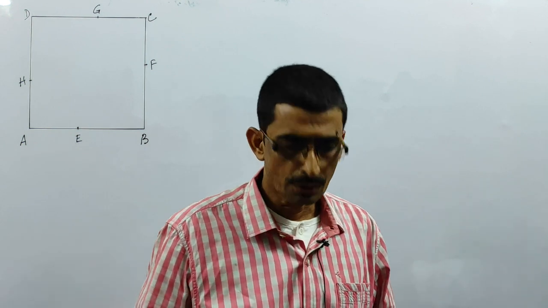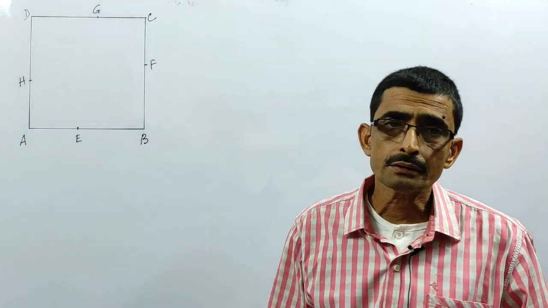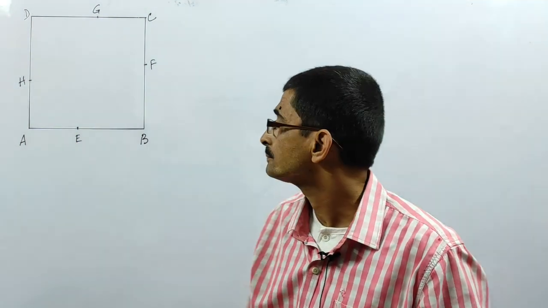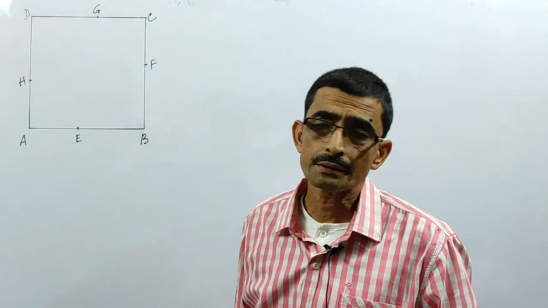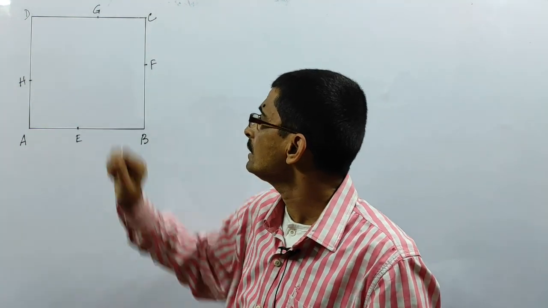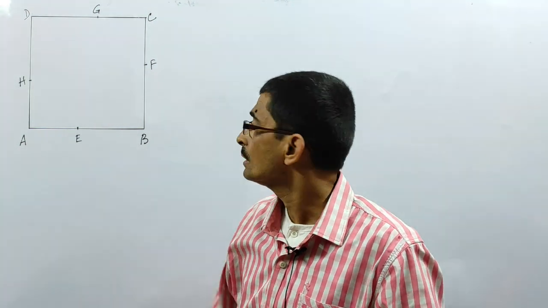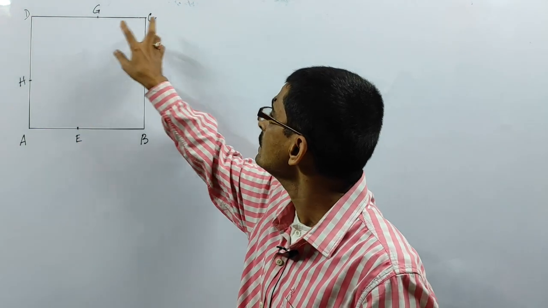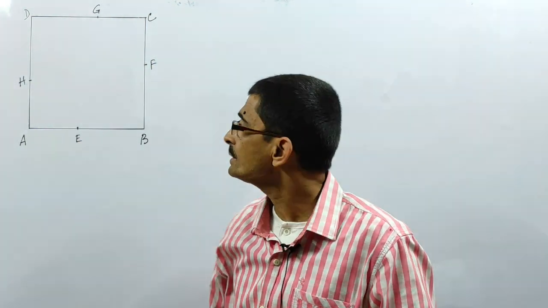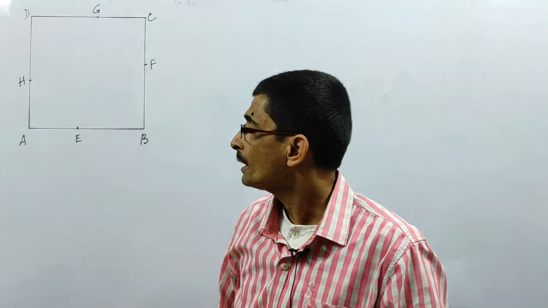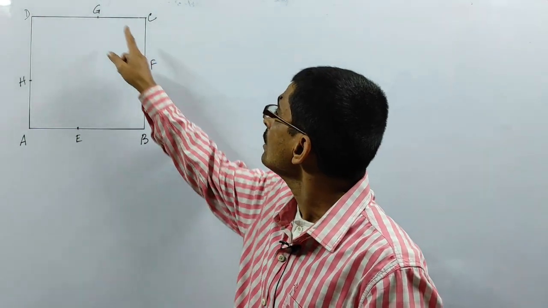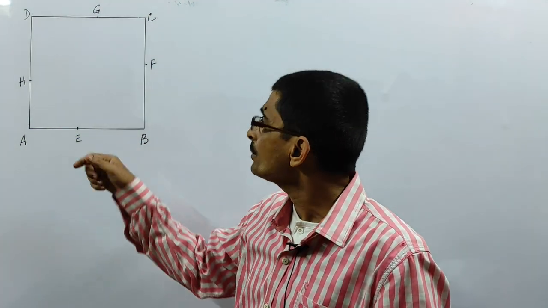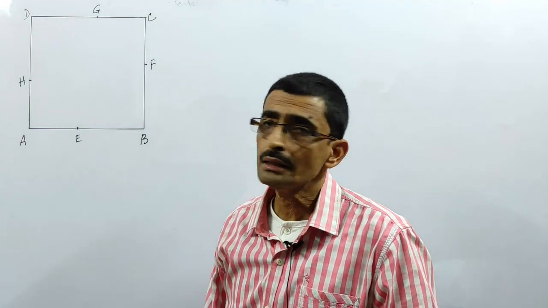This question is based on the application of Pythagoras theorem. In this question, ABCD is a square of sides 7 centimeter. E, F, G, H are 4 points on these 4 respective sides such that AE, FC, GC and HA are 3 centimeter each. We have to prove EFGH is a rectangle, and we have to find out the perimeter and the area of this rectangle.